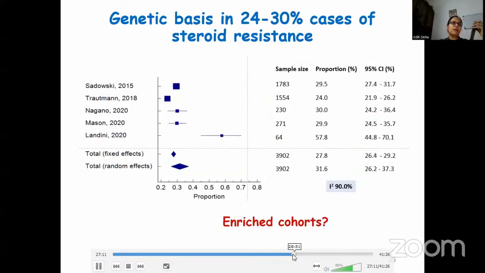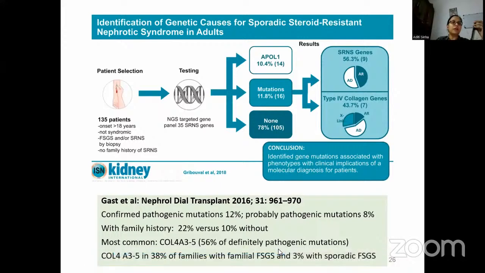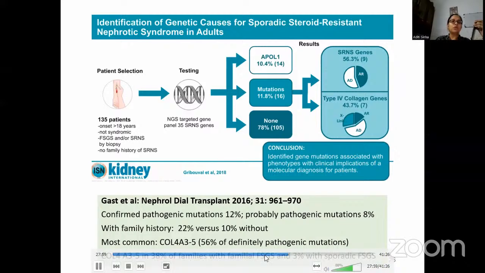close to within our population monogenic, because almost a third of cases of adulthood onset nephrotic syndrome, almost 10 to 15% of cases of adulthood onset sporadic steroid nephrotic syndrome is now shown to be monogenic in nature.